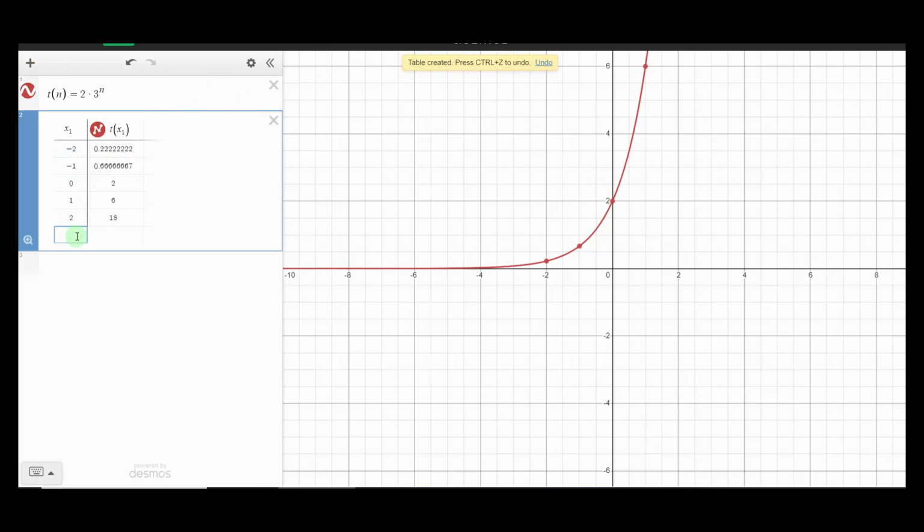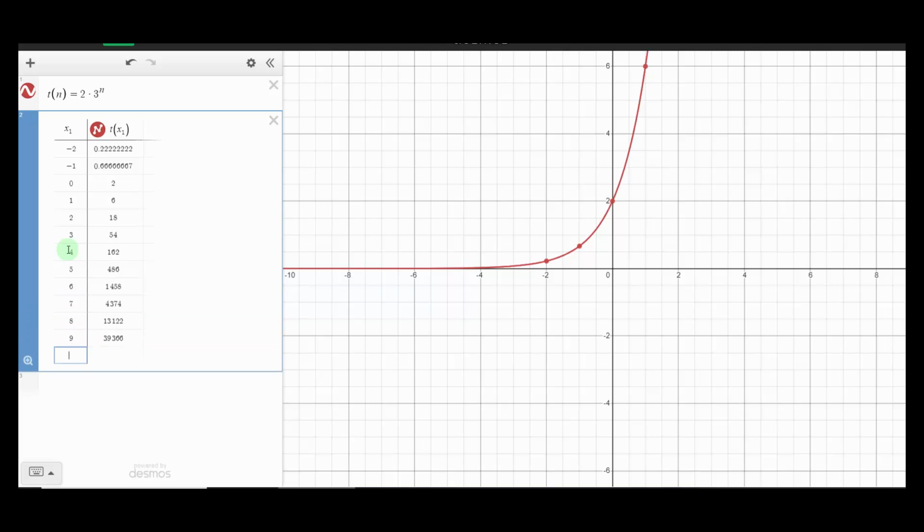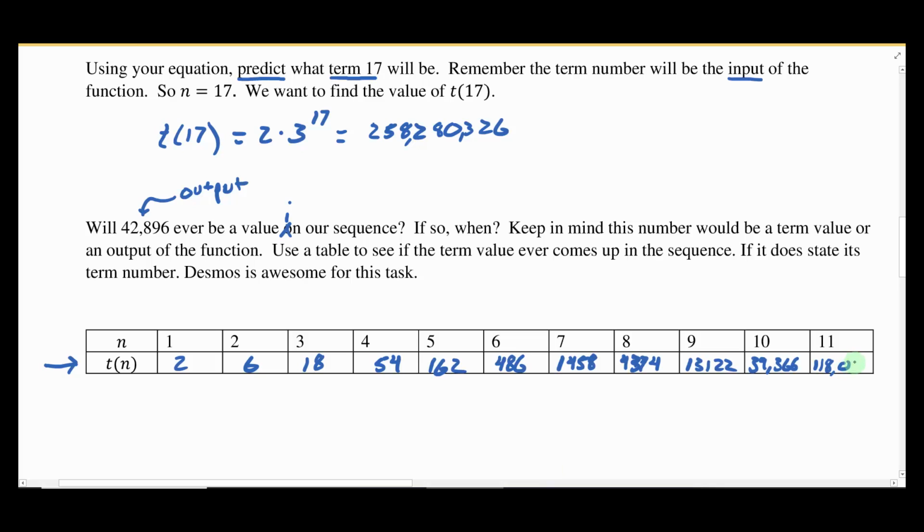Then to quickly generate our table, you can just add in the term numbers. So I'm going to put a 3 here, and you'll see it automatically generates the term value for term 3. I'm going to do the same thing for 4, and then 5, 6, 7, 8, 9, 10. I think that might be enough. But let's use this to fill in our table on our notes here. We had stopped at 5, so we got 1,458 and then 4,374. Now I've got my table filled in. I just grabbed those values from Desmos.